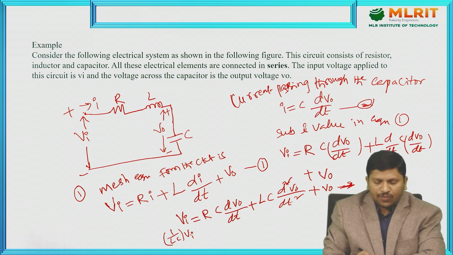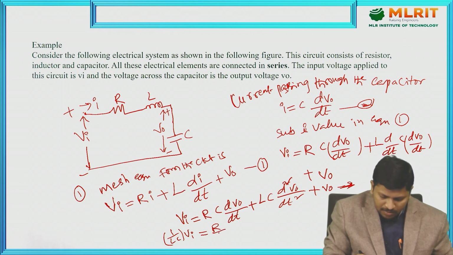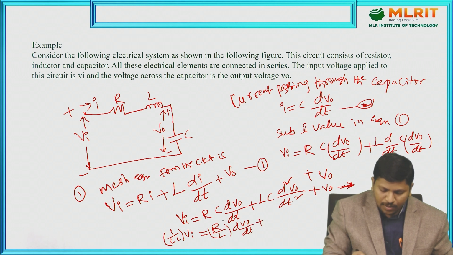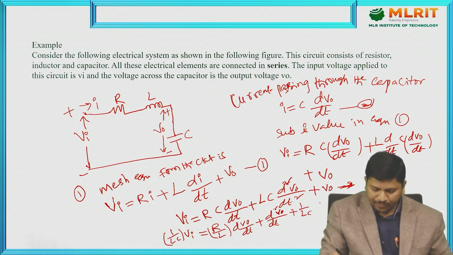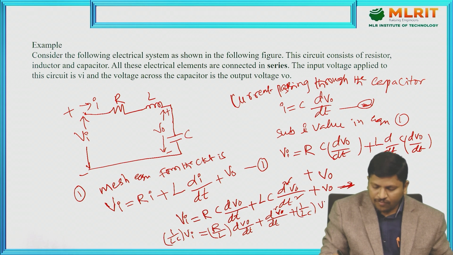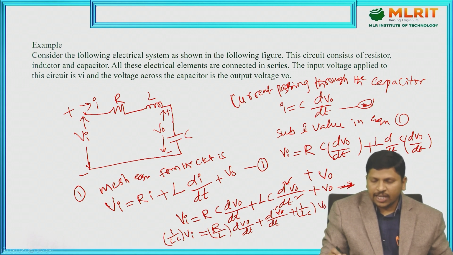1 by LC into Vi equals R by L dV naught by dt plus, here LC is common, so d square V naught by dt square only, and plus 1 by LC into V naught. This is the equation 2.